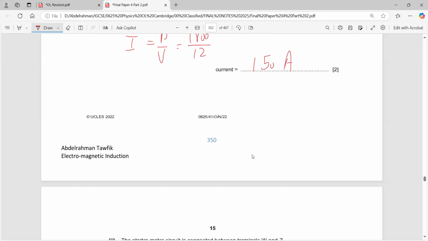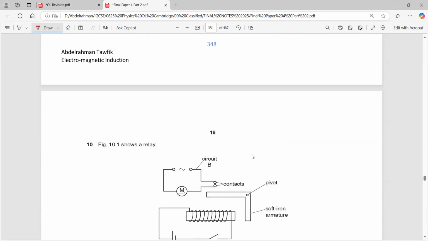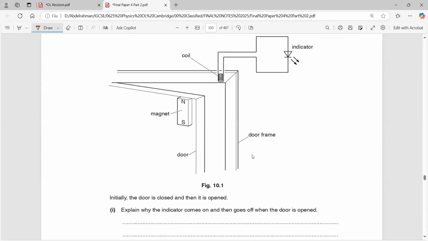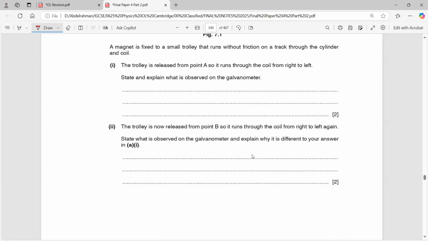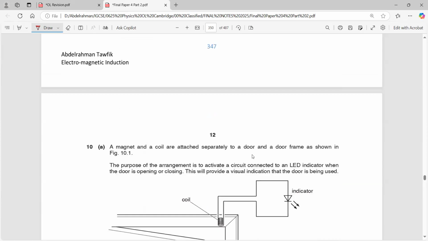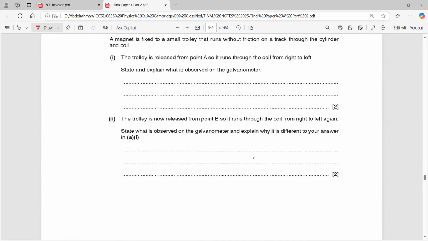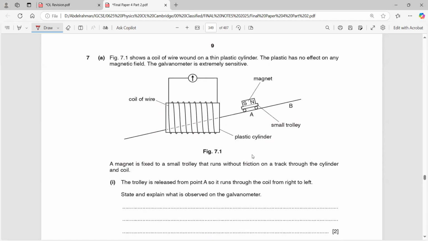Okay, let's solve another question. We can solve this question. It's not that hard, I think. Question, page 347. Can I solve it? Yes, definitely we can solve the question.